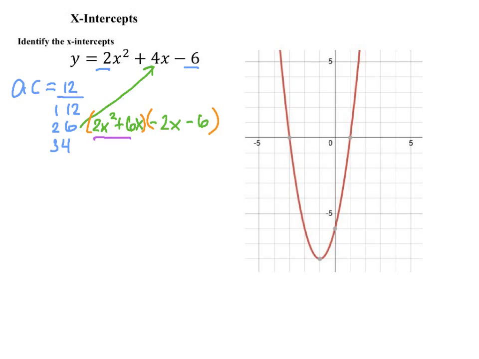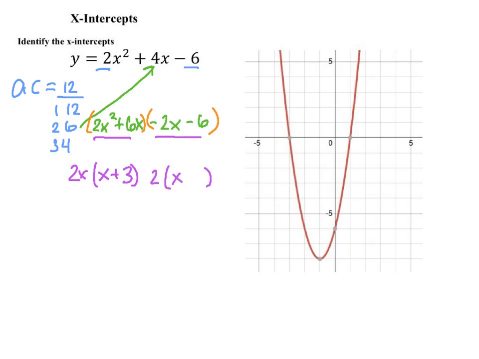Then I need to do the GCF of each binomial. So for the first binomial, I have a 2 and a 6, so I can pull out a 2, and then I have x squared and x, so I can pull out an x. Now what's left over is going to be x plus 3. For the second binomial, I notice I have a 2 and a 6 again, so I'm going to pull out a 2. Nothing happens with the x, so that stays the same.